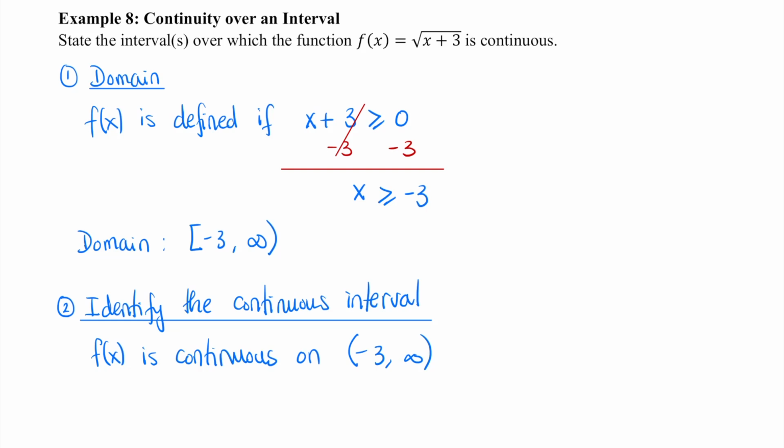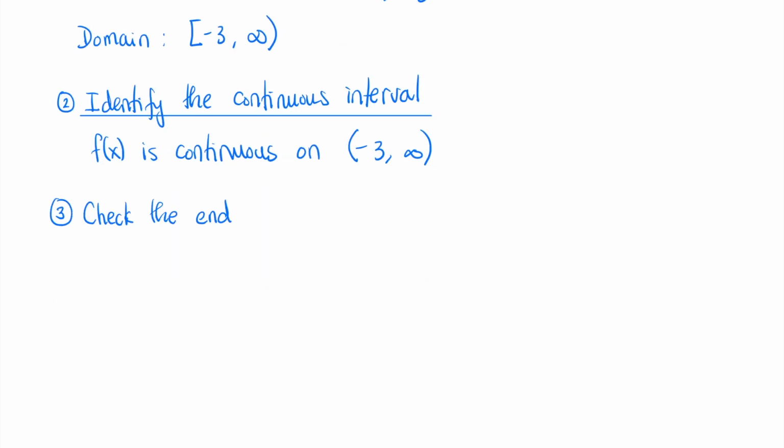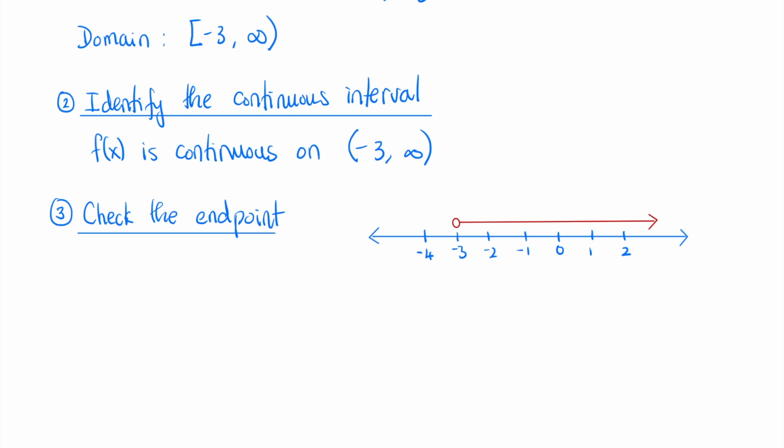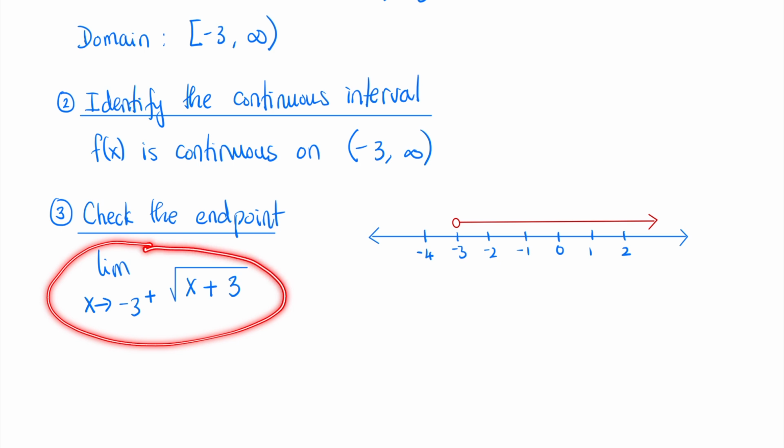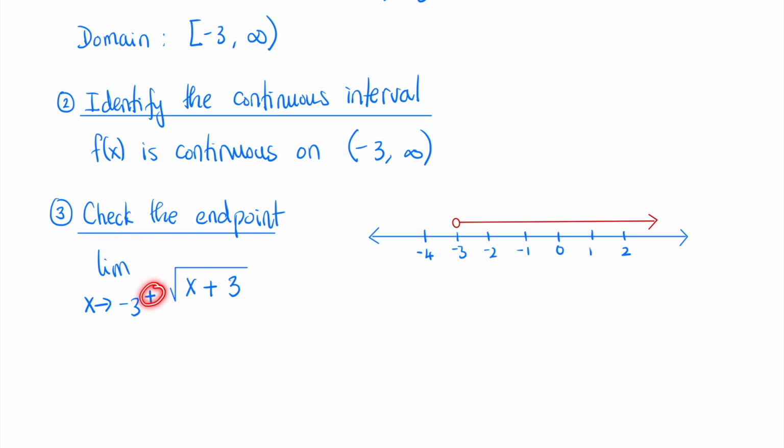So we need to check the endpoint. If it is continuous there, then we will include negative 3 in the interval. Now, we check the endpoint x equals negative 3. Since the interval starts at negative 3, we have no values to the left of negative 3 in the domain. So we only check the right-hand limit. This is the notation of the right-hand limit. This little plus sign indicates that x is approaching negative 3 from the right.